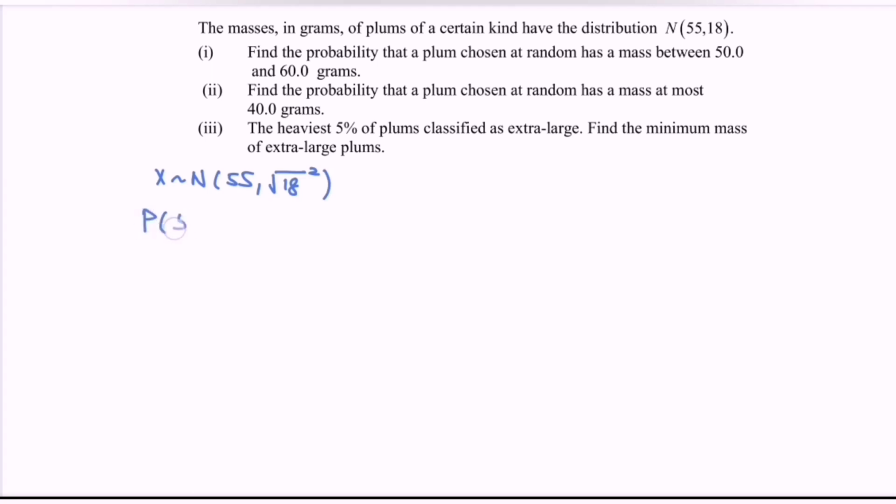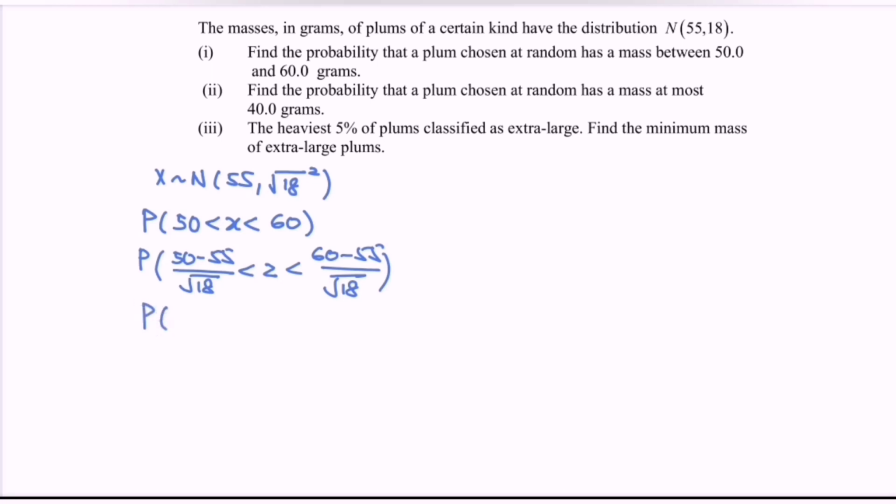So here we have the keyword between. First, what we have to do is to standardize the situation. So we have 50 minus 55 over square root of 18, z, then 60 minus 55 over square root of 18. After we standardize, we will have negative 1.18 z and then 1.18. Refer to the diagram. We have negative 1.18 and 1.18.